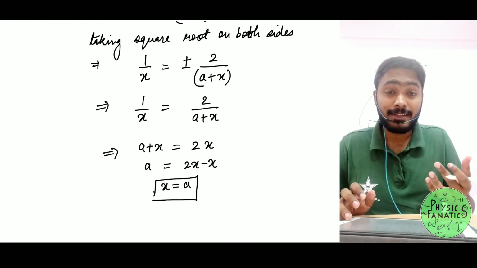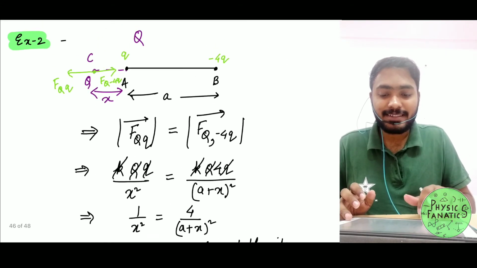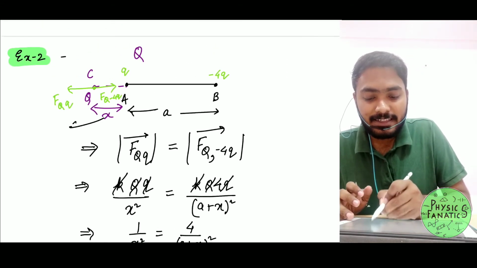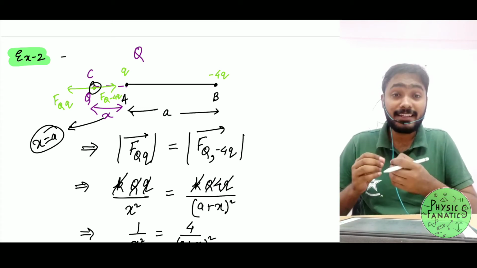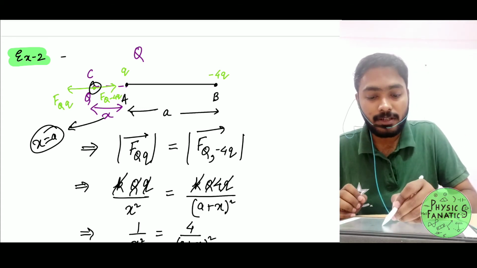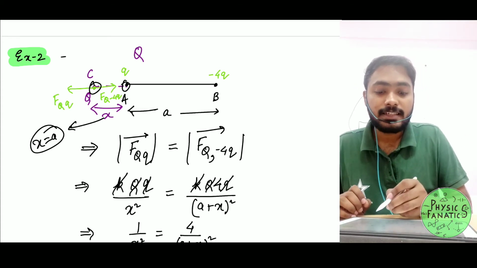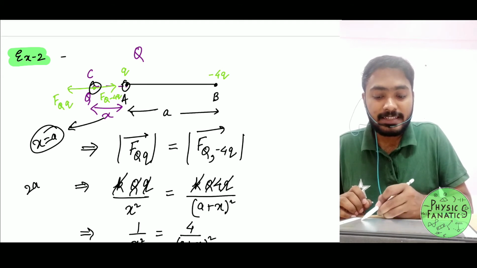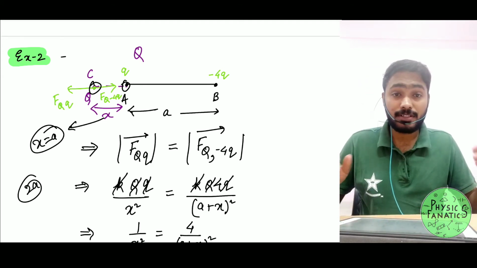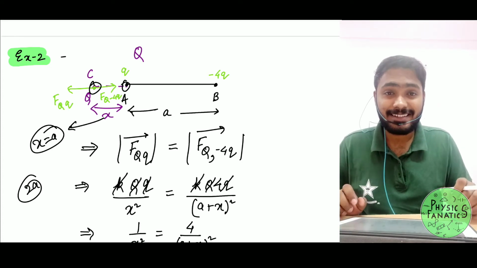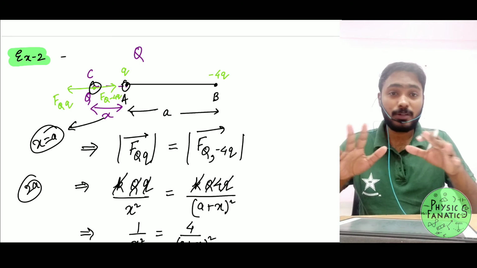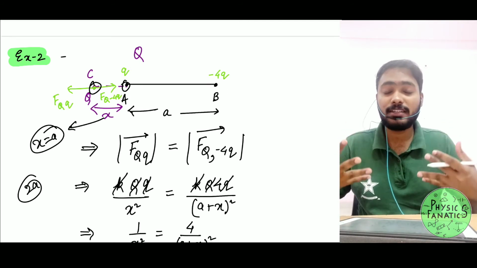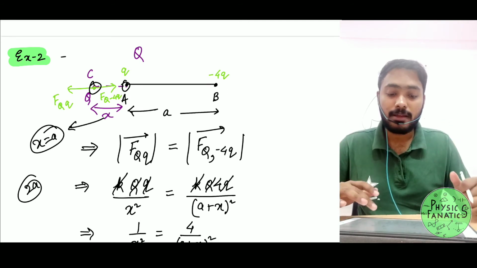Now what does that mean? It means that the value of x is actually a. Your C position is a distance away from your A position, and it is 2a distance away from B position, right? I hope that is understandable. Yes or no, right? Great. So I hope you guys understood both the notes. What did both the notes mean, right?